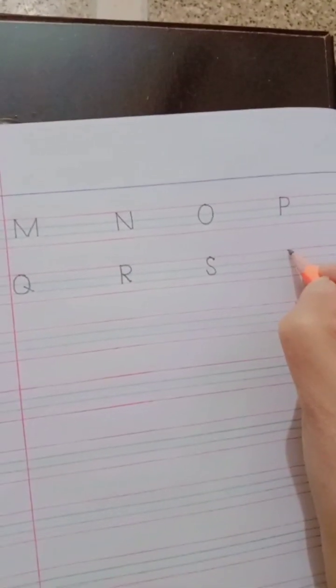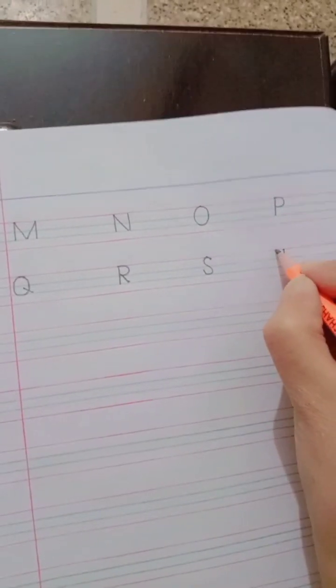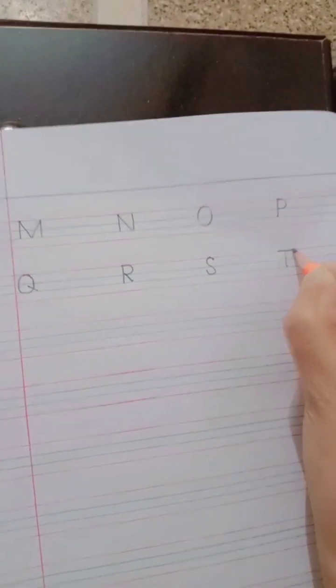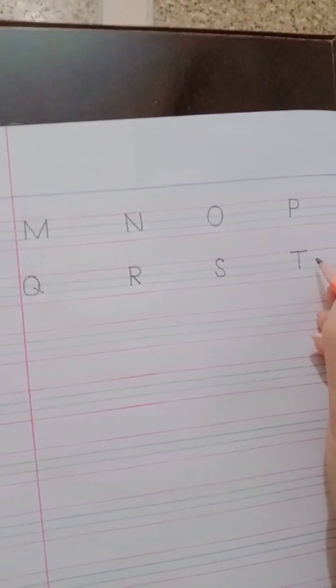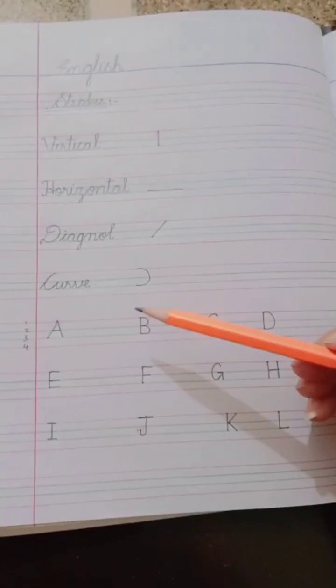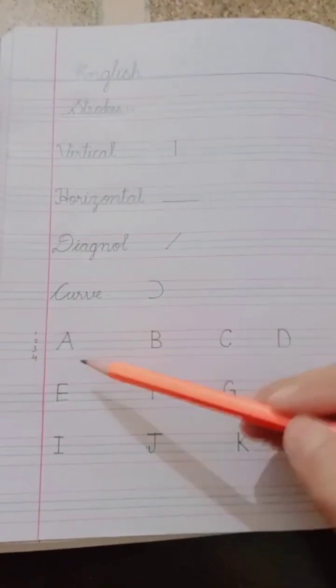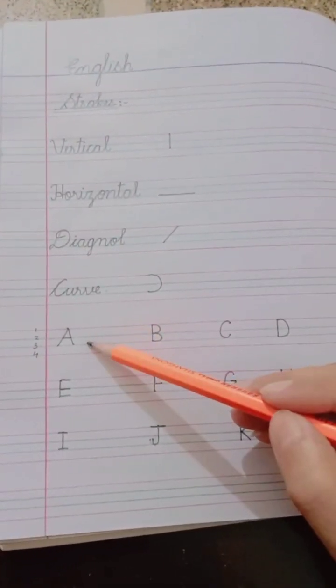Very easy letter. Make vertical line and then horizontal line on the first line. T, T, T, T. Dear students, learn your alphabets by following these strokes and learn phonics as well.